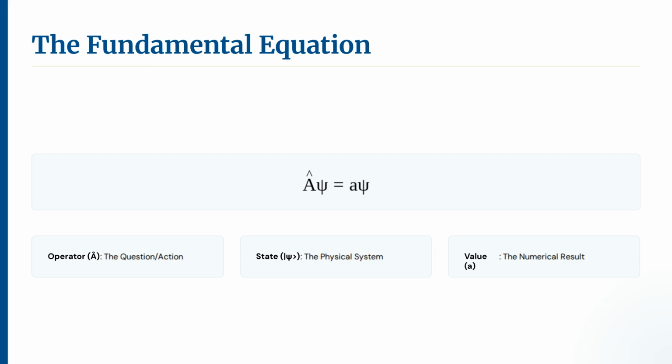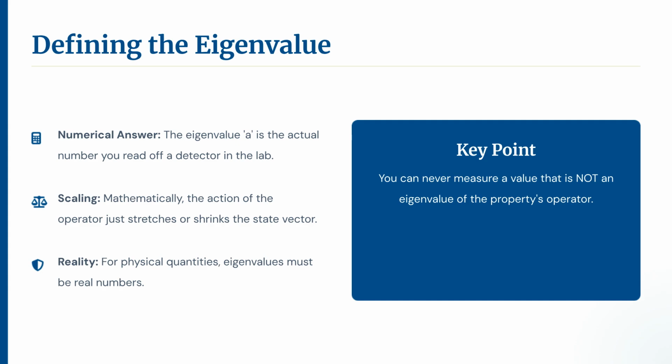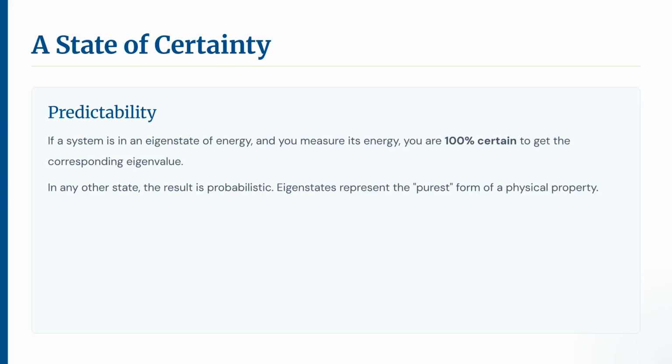The operator represents the question or action, the state is the physical system, and the eigenvalue is the numerical result of the measurement. The eigenvalue A is the actual numerical answer you measure in the lab. A key point is that you can never measure a value that is not an eigenvalue. For physical quantities, eigenvalues must be real numbers, mathematically representing the stretching or shrinking of the state vector.